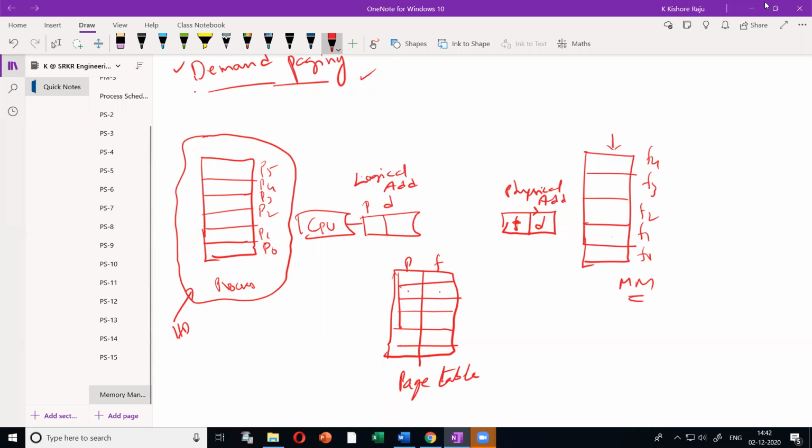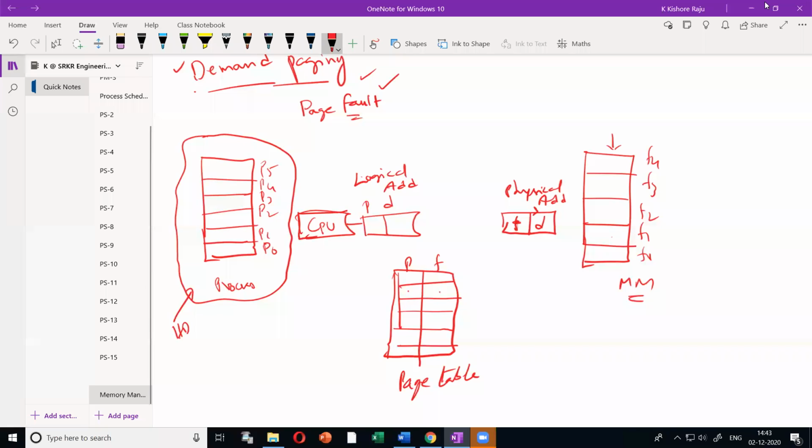That procedure, we'll call it page fault. To get the required page from the hard disk, load it in the main memory free frames, and update that information in the page table is called page fault. Is it clear? I'll tell you how it happens.